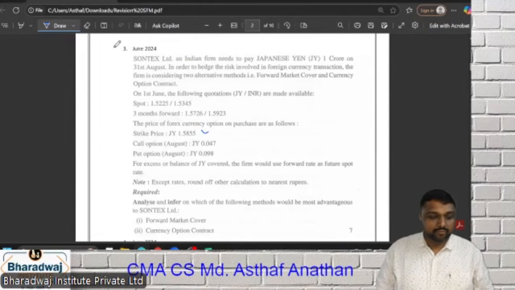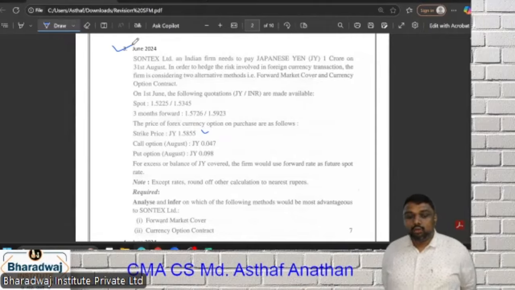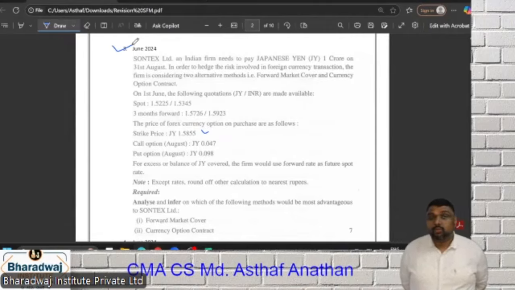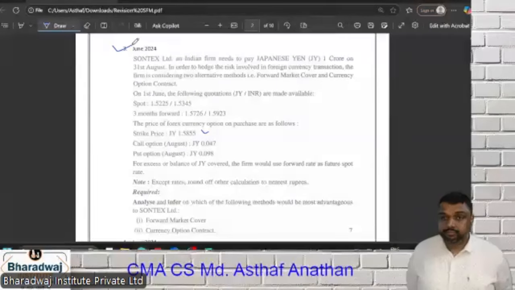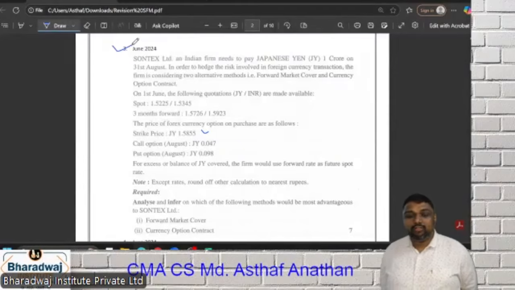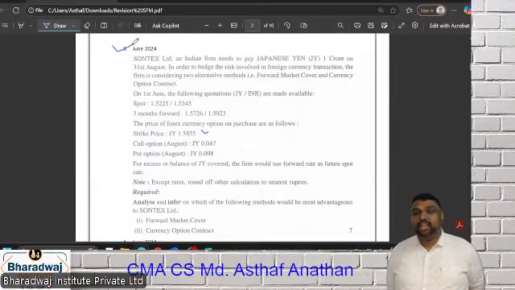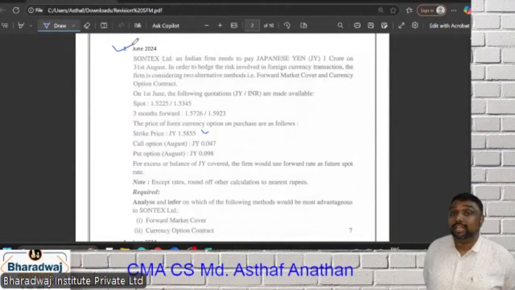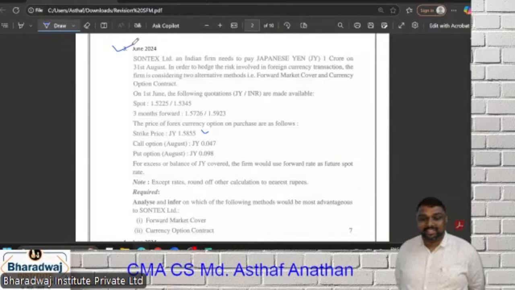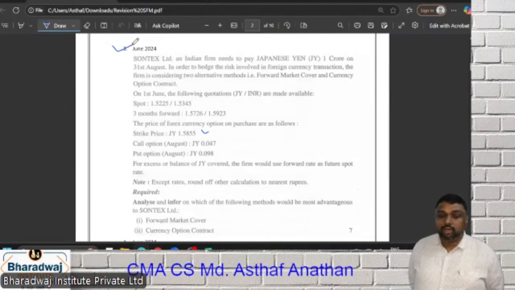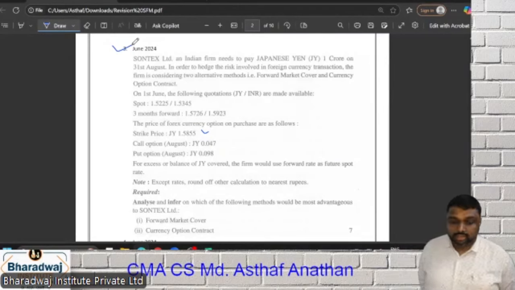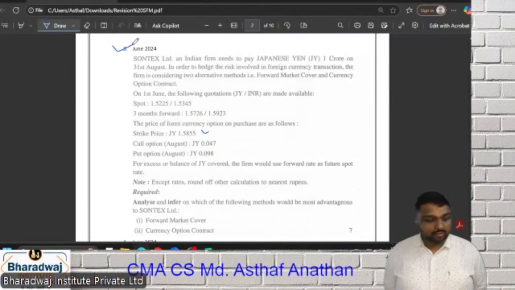This came in June 2024. Question number 3. So what is the speciality of this question, friends? In this question, the market price on expiry is not given. Now you are well ahead on all the option strategies, so you can easily solve this. They have given the data, so I will read the data for you.